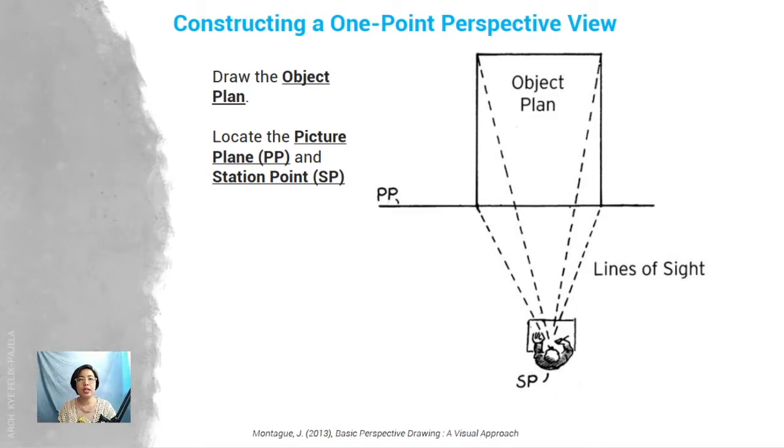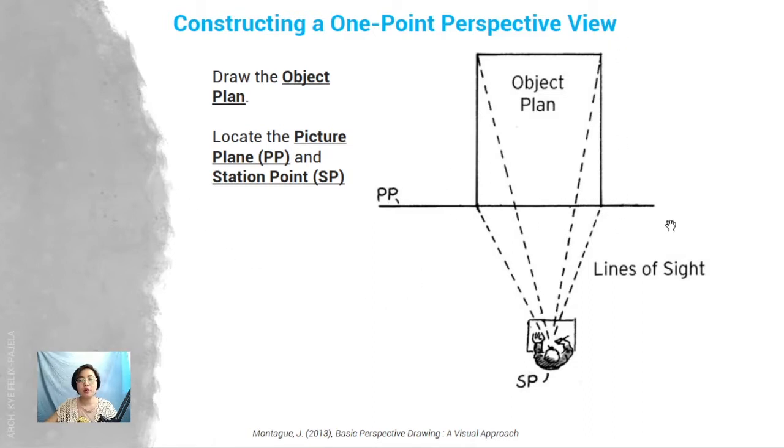Now, ang gagawin natin, paano ba i-construct ang one-point perspective using a plan. So, given yung plan and yung elevation ng object na yon, paano mo siya ipapakita through a perspective view. Ang una nating gagawin is to draw the object plan. I-drawing muna yung plan ng object. Susunod, locate the picture plane.